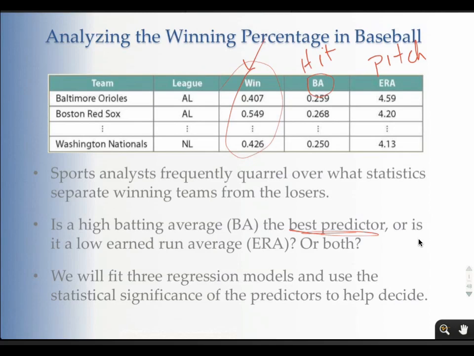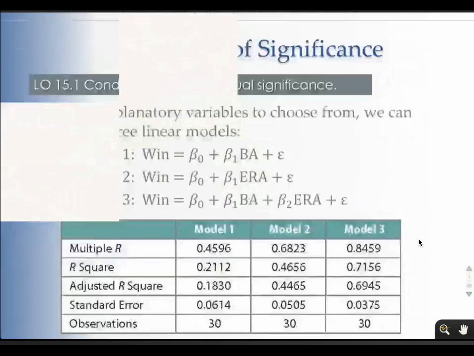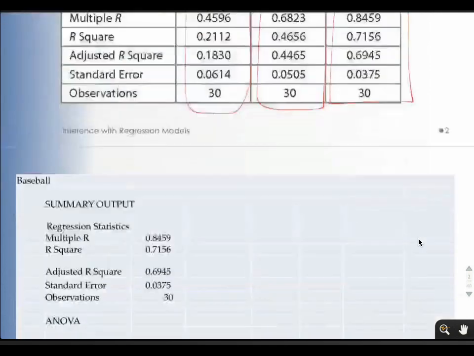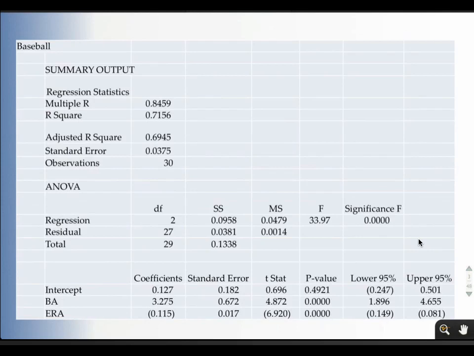So is it better to have good pitching or good hitting? We can look at the data and see what it tells us. So there's different models that we can do here, and you can see that we have model 1, which just refers to batting only. We have the one for model 2, which refers to pitching only, and then we have model 3, which includes batting and pitching, and that looks like this, the third one here.